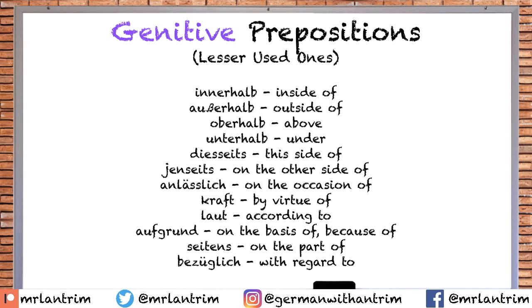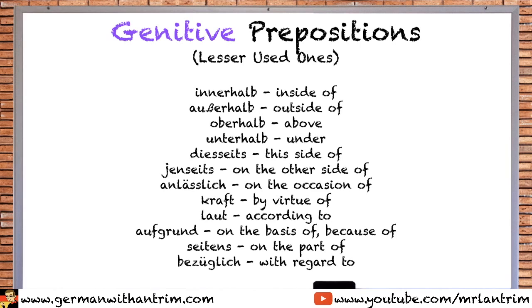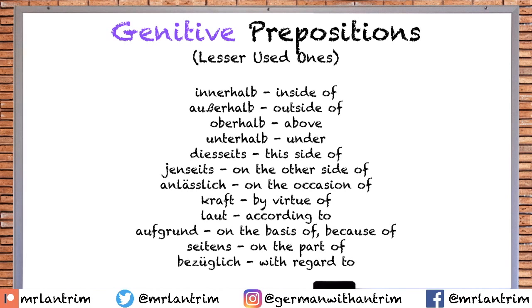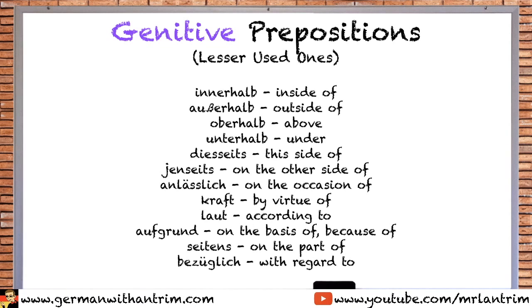Innerhalb, außerhalb, oberhalb, unterhalb. Then we have diesseits, this side of, jenseits, on the other side of, anlässlich, on the occasion of, Kraft, by virtue of. You might also notice the word Kraft does mean strength as well. And this kind of works with the way that this is used as a preposition. So we have Kraft, which is strength. So by virtue of, by the strength of this, the power that is vested in me because of this thing, by virtue of that.